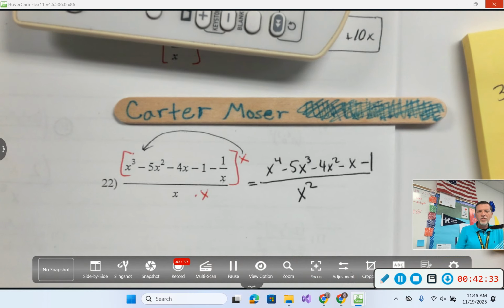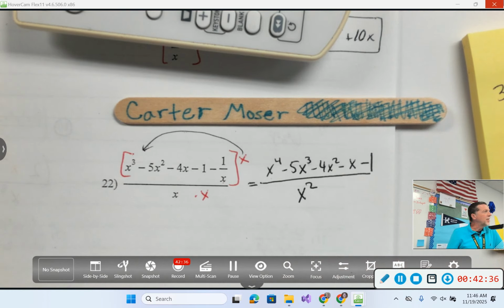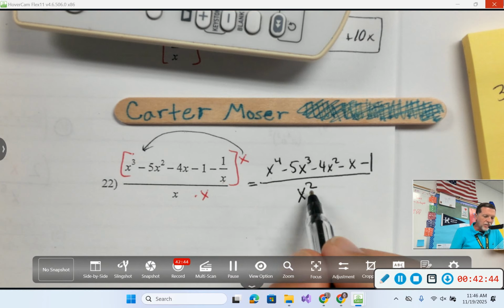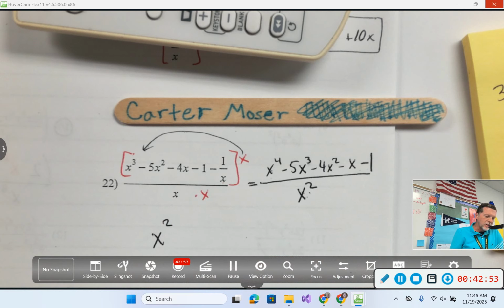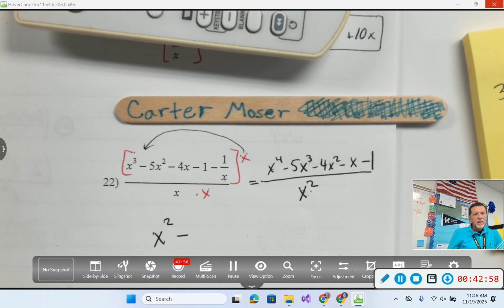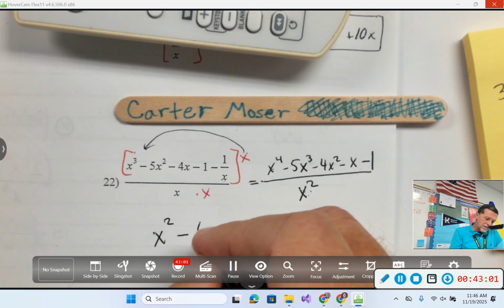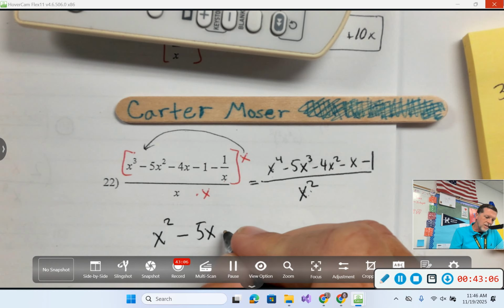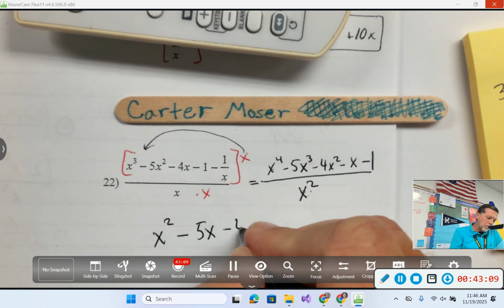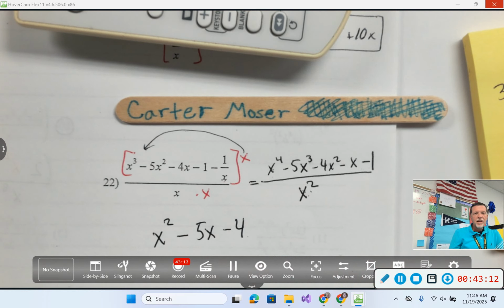Carter, put you on the spot. Let's divide them each by x squared. What do you get? I'm going to divide each of these terms by x squared. So the first one, x to the 4th over x squared, is x squared. Okay. What's the second term going to be? 5x plus 5x. Yep. And then the next term? Just 4. Minus 4. Yeah, minus 4.